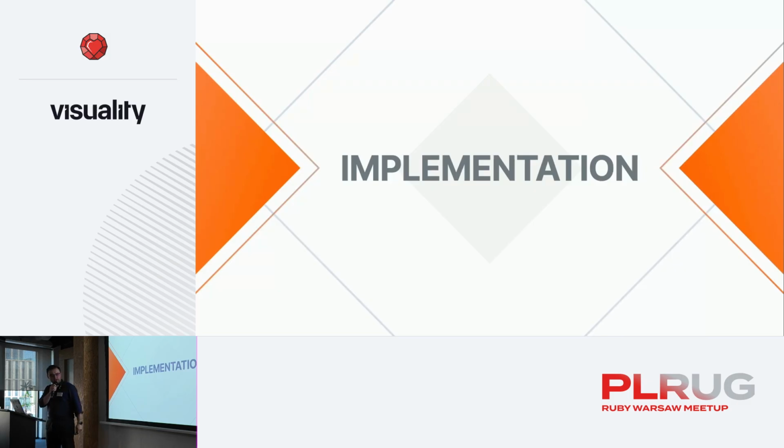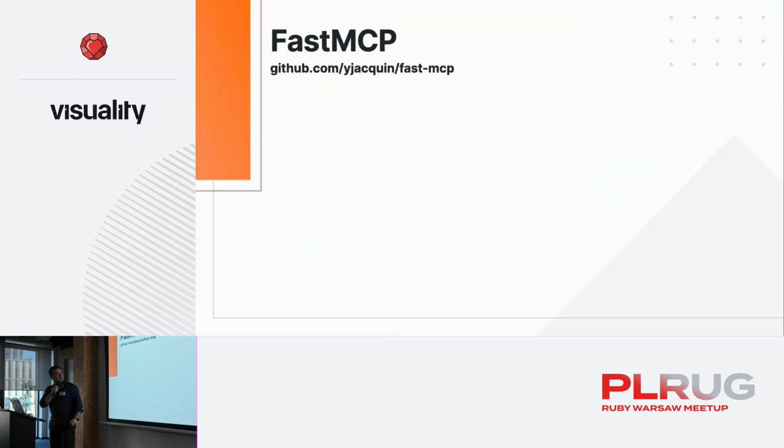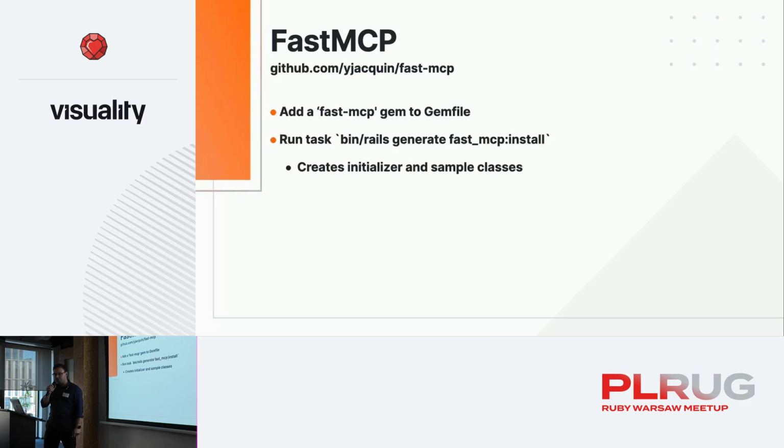Okay, so once we had PLRUG running on development machines, we started off with using FastMCP. So to use FastMCP, you have to do a few things. First, add it to the Gemfile and bundle install. Then you run a task with generator. It creates a configuration and sample tools and resources, I think, that you can use. Then we build these tools that we were set off to build and work in a loop with testing and improving.